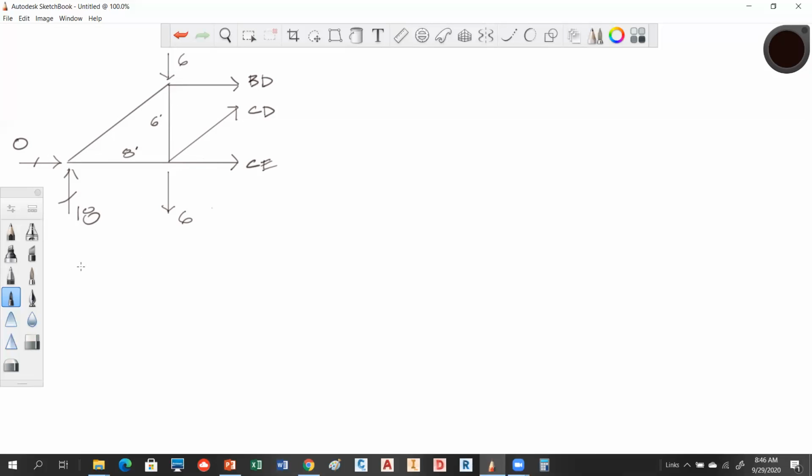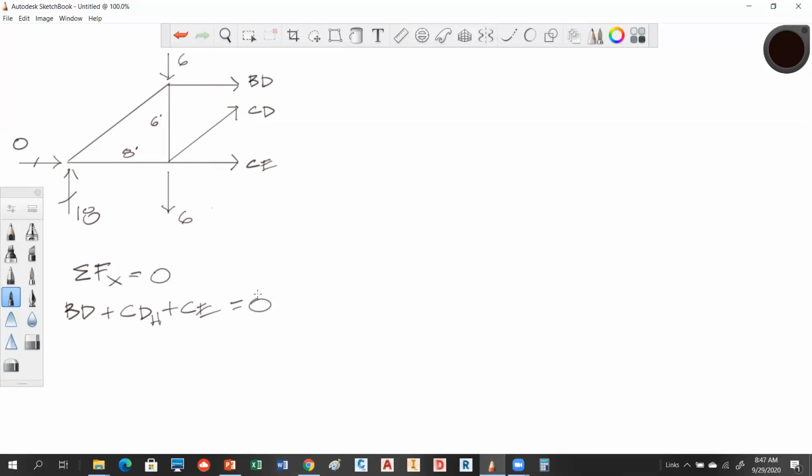Sum of forces in X. So sum of forces in X is equal to 0. So what do we have going on in X? BD, CD horizontal, and CE. Everybody agree with that? Nothing else, no external load, right? So we have BD plus CD horizontal plus CE, and all of that has to equal what?